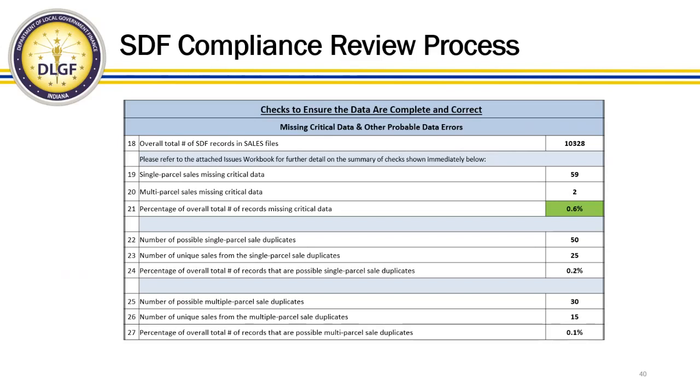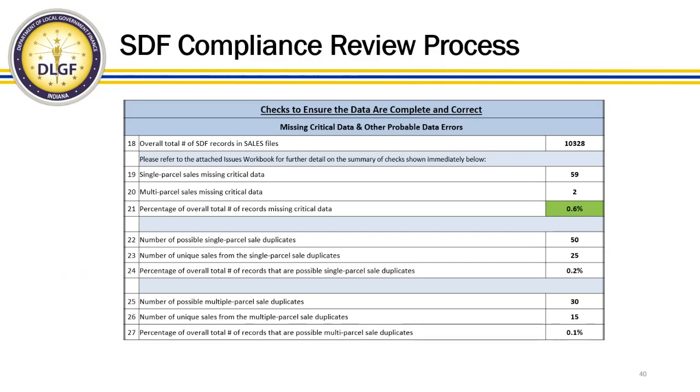61 records divided by 10,328, that's going to come up to 0.6% of your records missing critical data. The key thing is line 21 is probably the most important line on your compliance report, because this is going to be the line for this upcoming review cycle, for your review of 2021 sales, that the data team is going to base its compliance decision on.